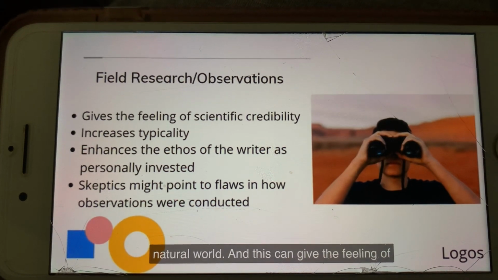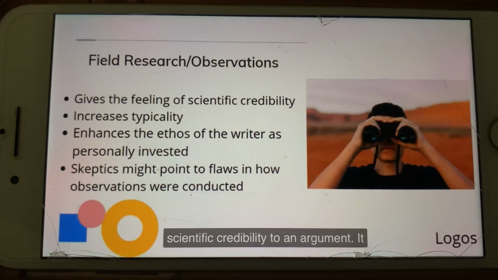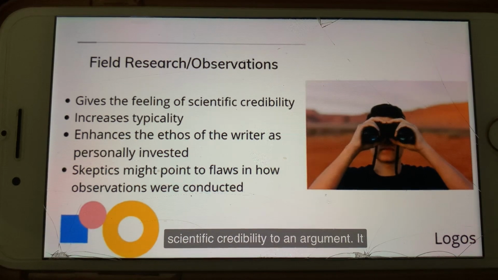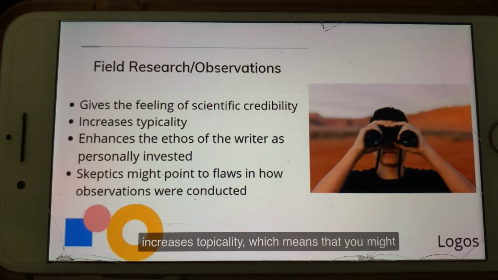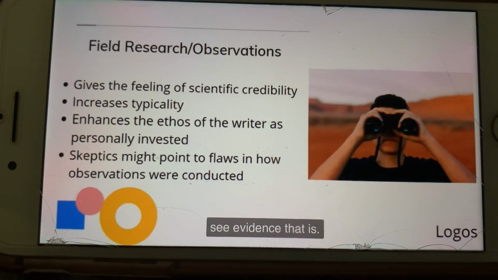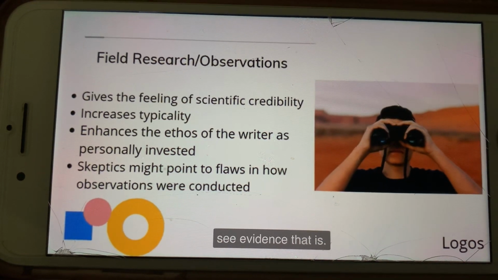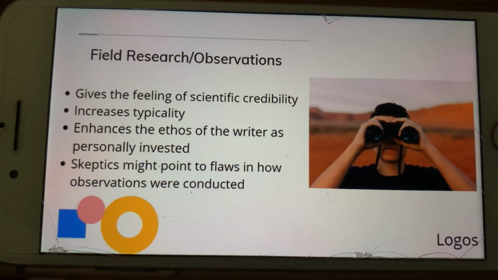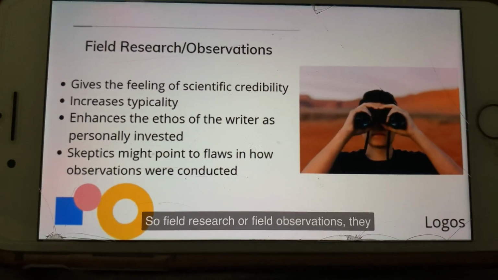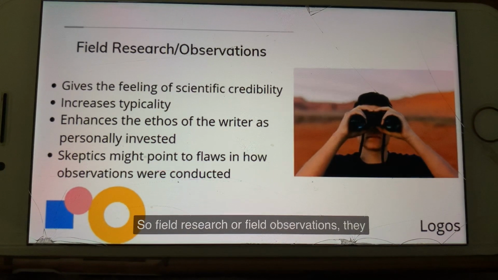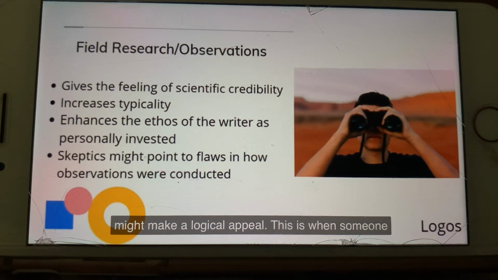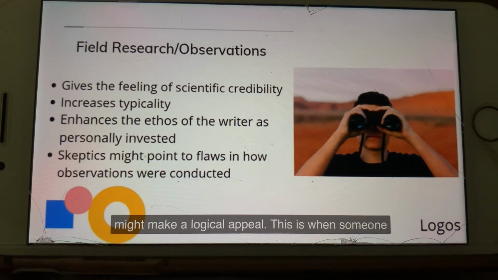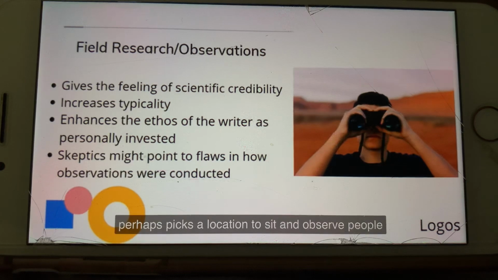This can enhance the ethos of the writer as personally invested, because usually the writer is the person who conducted the field research or the observations. Someone who is skeptical, however, might point to flaws in how the observations were conducted. So as we think about each type of evidence, we also want to think about not only what might make the evidence good, but what might make the evidence weak. So we'll think about the skeptic's point of view as well.